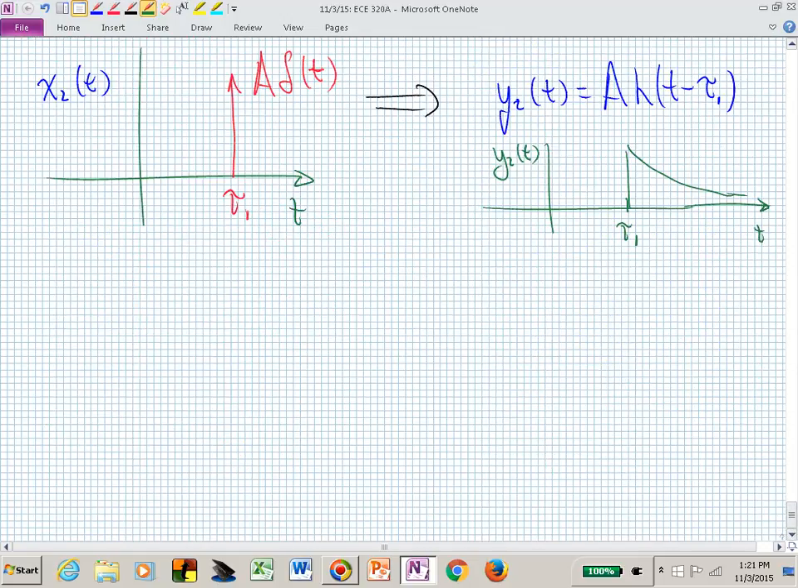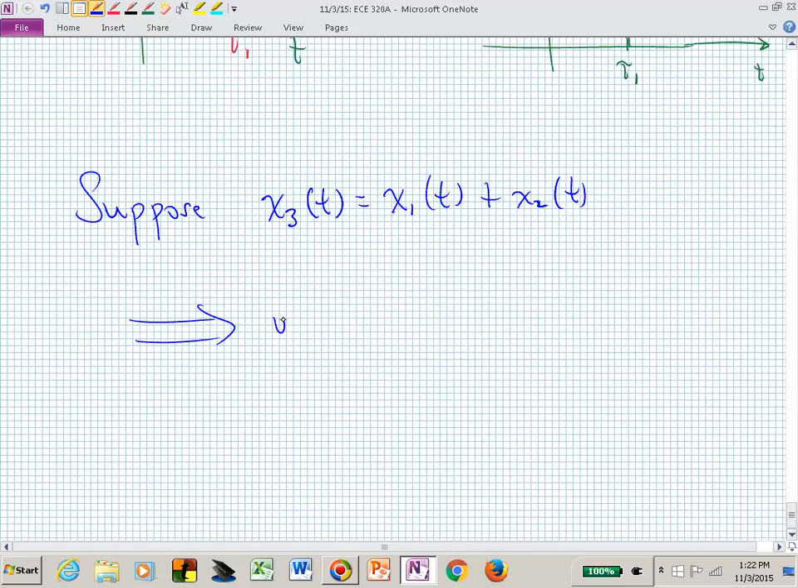All right, that wasn't too big of a step, right? Everybody clear on that? We're learning how to crawl before we start sprinting. How's that? Suppose now that x sub 3 of t, the input, is x sub 1 of t, the impulse at 0 with a weight of A, and another impulse with weight A at time tau sub 1. What's y sub 3?